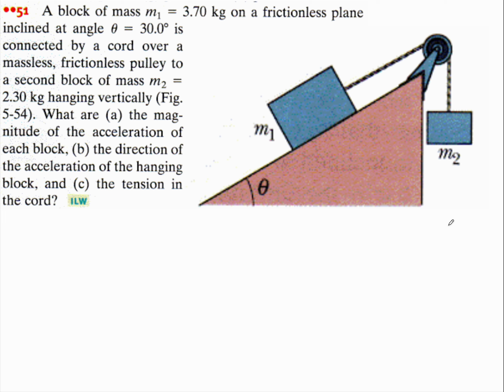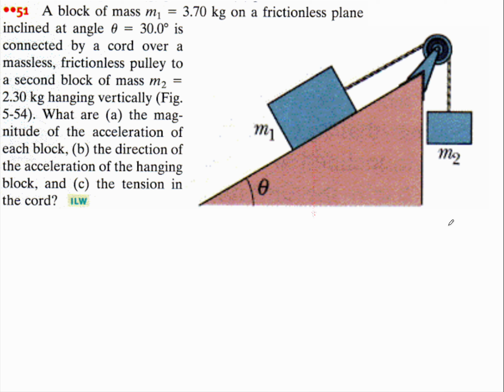51, we have a block of mass 3.7 kilograms on a frictionless plane inclined at an angle of 30 degrees. It's connected by a cord over a massless frictionless pulley to a second block, 2.3 kilograms, hanging vertically. What are the magnitude of the acceleration of each block, the direction of the acceleration of the hanging block, and the tension in the cord?